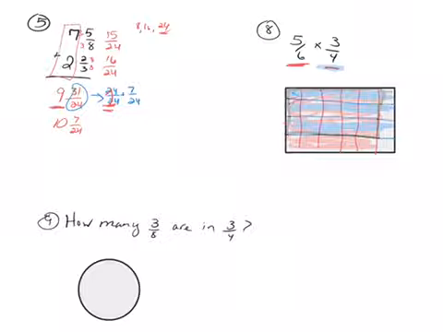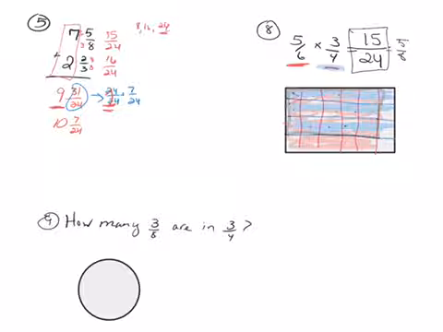And so I would say that I have 1, 2, 3, 4, 5, 6, 7, 8, 9, 10, 11, 12, 13, 14, 15. I have 15 out of 24 blocks shaded in. So from the multiplication I can see that I ended up with 15 24ths, and then I can reduce top and bottom by 3 and get it down to 5/8. But really from the picture I can see that it's 15 24ths.